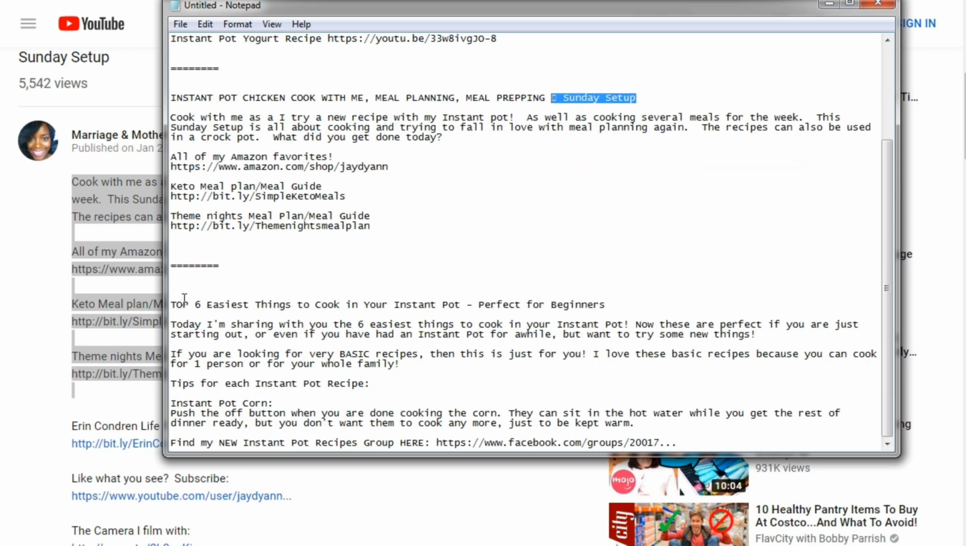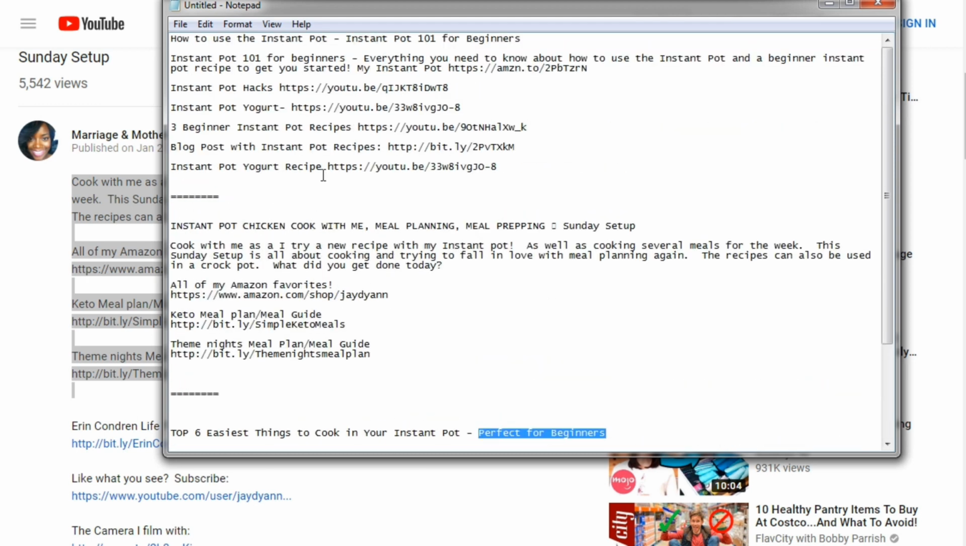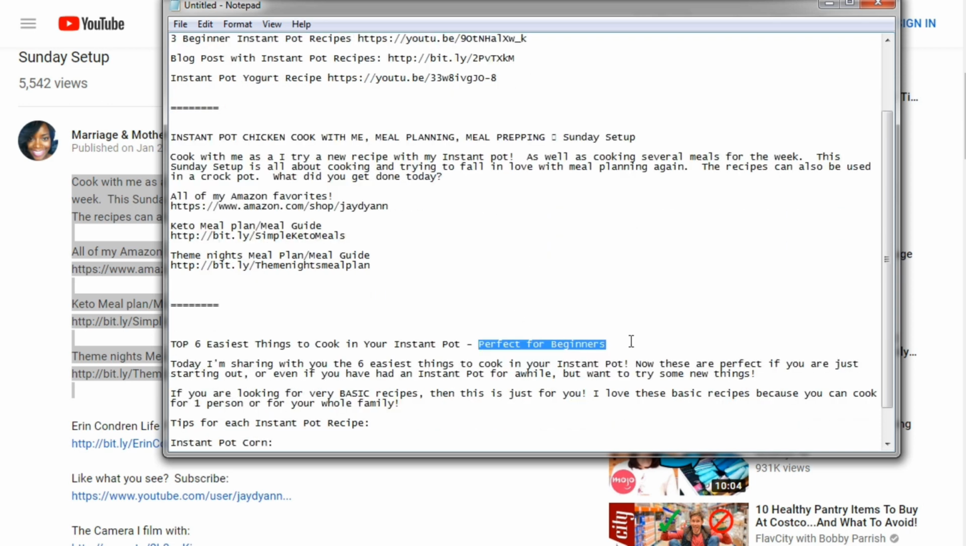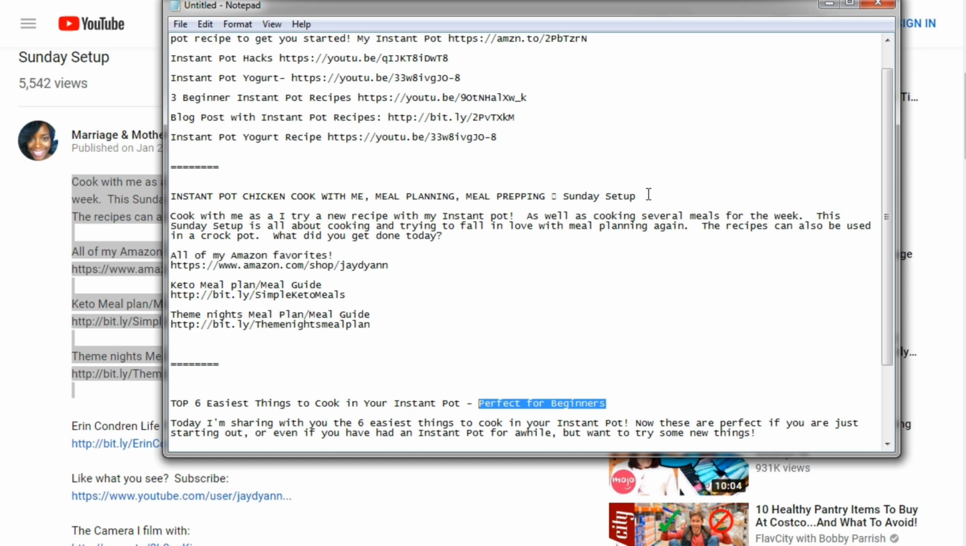And top 6 ways, top X ways, top a certain number of ways, is always a good title. Then perfect for beginners: we already see that this title has beginners. This one's calling out perfect for beginners, and this one essentially is calling out people who are busy. So it's a target audience. That's key. Having this in hand gives you a better idea of what potential titles and descriptions you can have.